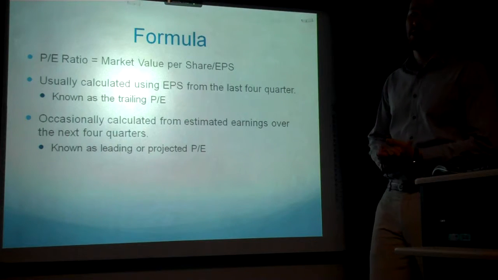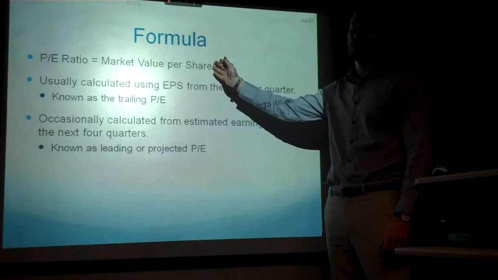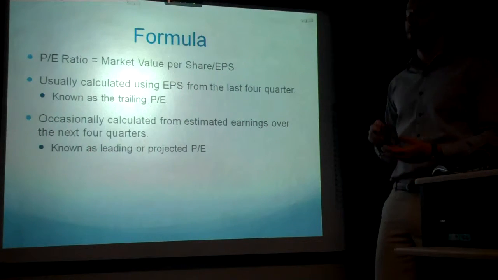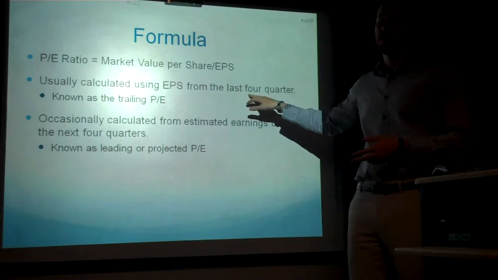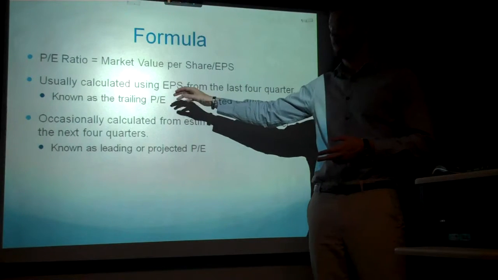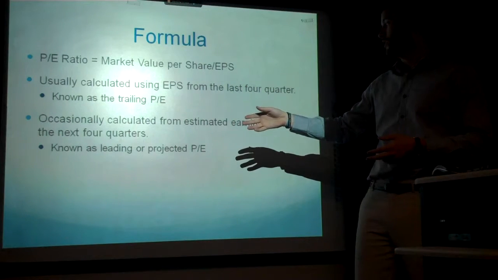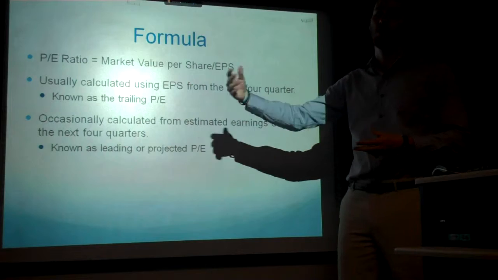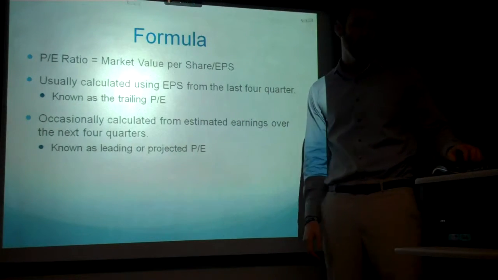The formula for calculating P/E ratios is simply the market value per share divided by your earnings per share. This can be calculated two ways. You can use the earnings per share from the last 4 quarters, which is known as the trailing P/E ratio, or you can use estimated earnings for the next 4 quarters that haven't occurred yet, and this is known as the leading or projected P/E ratio.